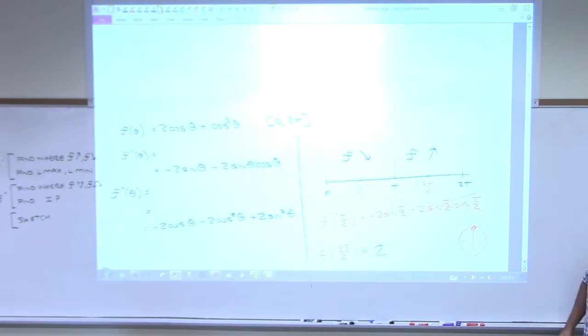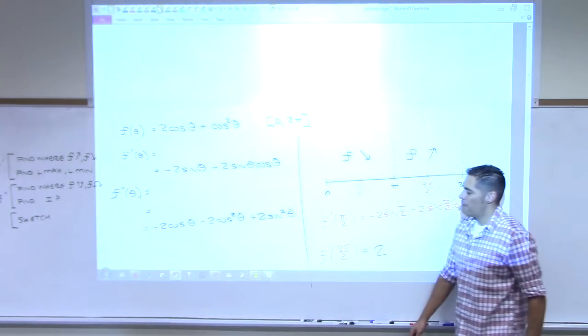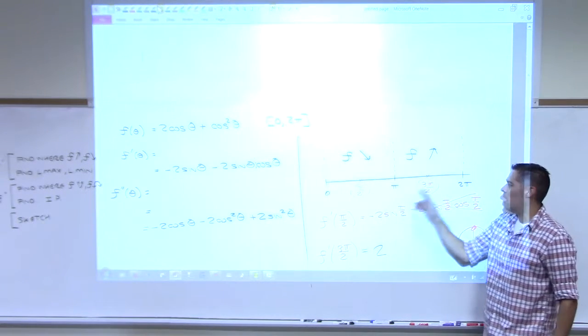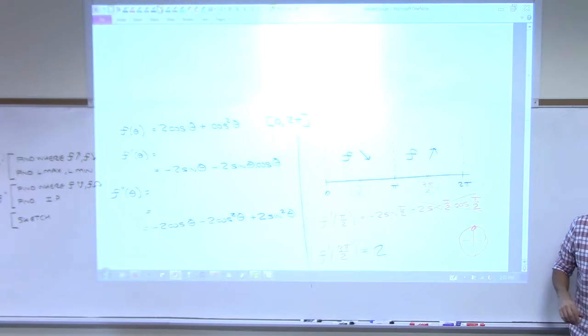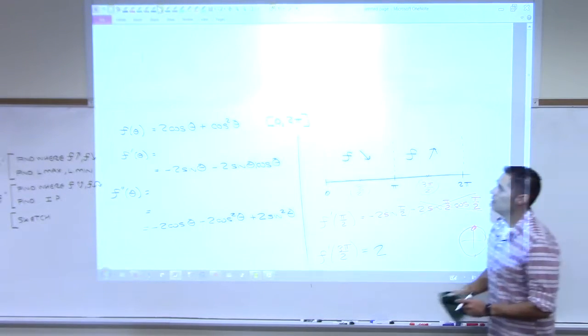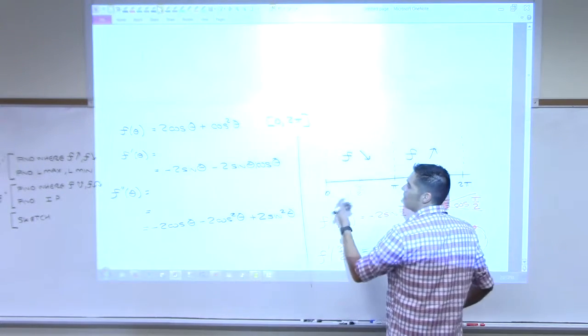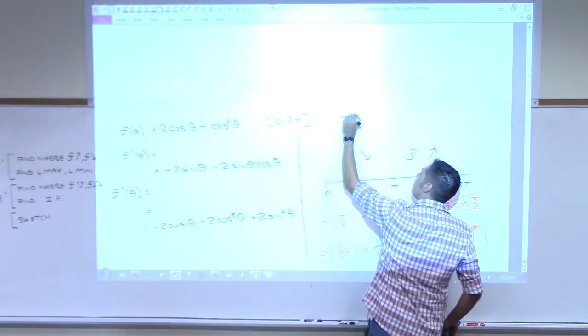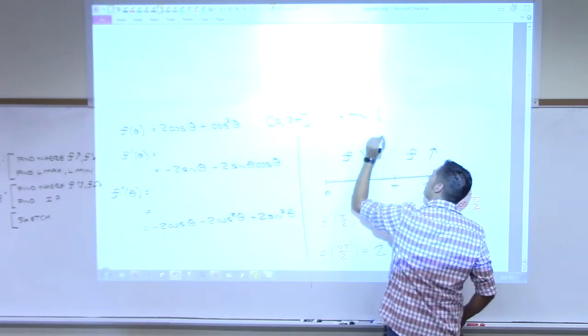Where's my function decreasing? From 0 to pi. Where is it increasing? Pi to 2 pi. Do I have a local maximum? No. Do I have a local minimum? Yes. At pi, right? So I could write all the information down, but the only thing that I think is going to be useful to us is the local minimum is happening at this point.